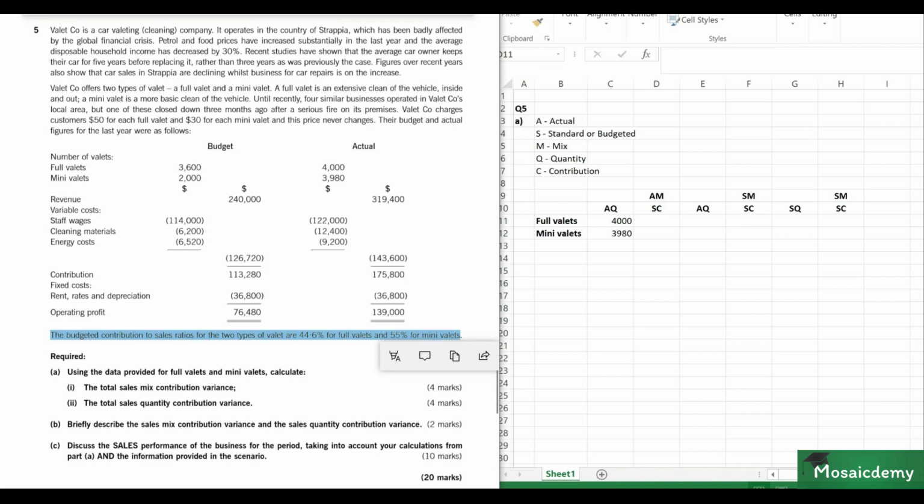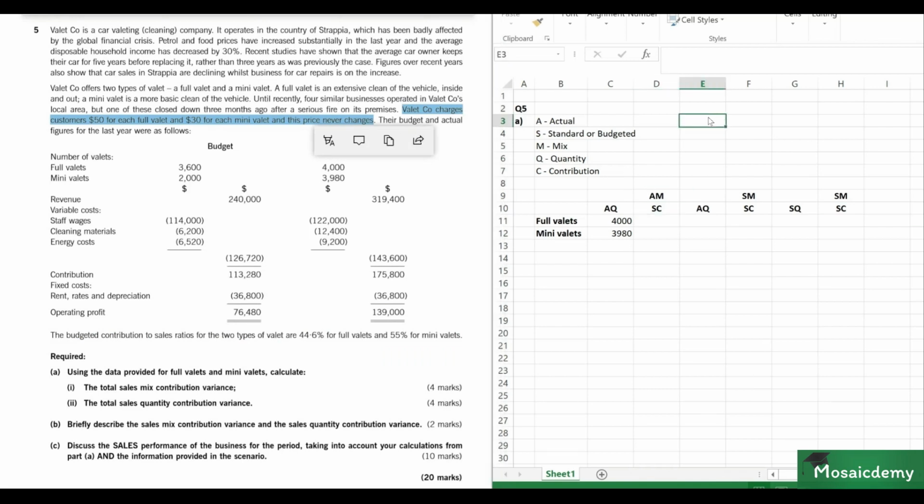And if we remember correctly, we read this above, that Valet Co charges a price of $50 and $30 for each of them. So how does this all work? Well, think about it this way. The CS ratio is contribution over sales, right? And they've given us the selling price. So contribution per unit over selling price per unit. If we multiply that by the selling price per unit, we end up with the contribution per unit. Okay, so that's the trick on how we need to find the contribution per unit in this question.